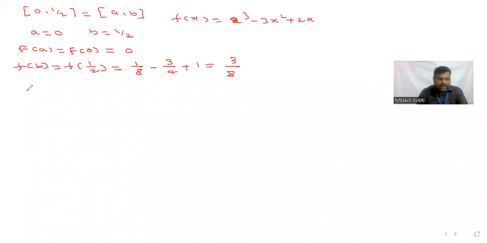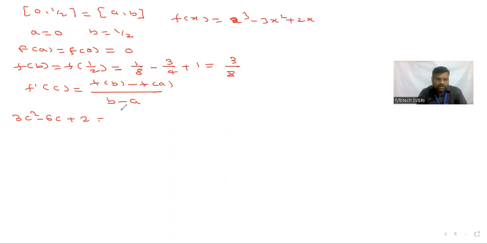You put the value in that equation, f dash of c is equal to f of b minus f of a divided by b minus a. So what is f dash of c? 3c square minus 6c plus 2 is equal to f of b, which is 3 by 8 minus 0, divided by b, we get 1 by 2 minus 0. Very simple. We got 3 by 8 into 2. So what do you get as the answer? 3 by 4.